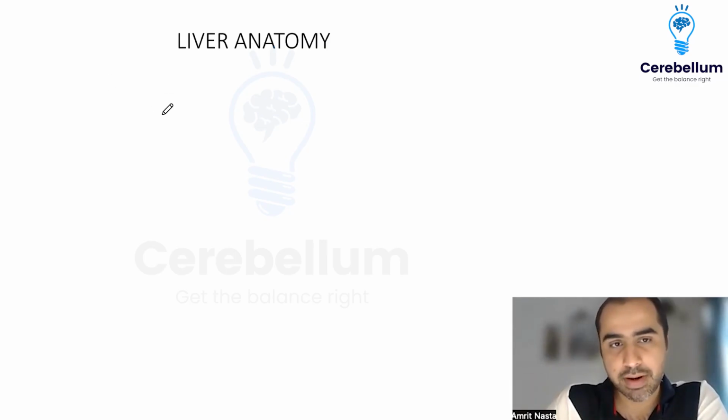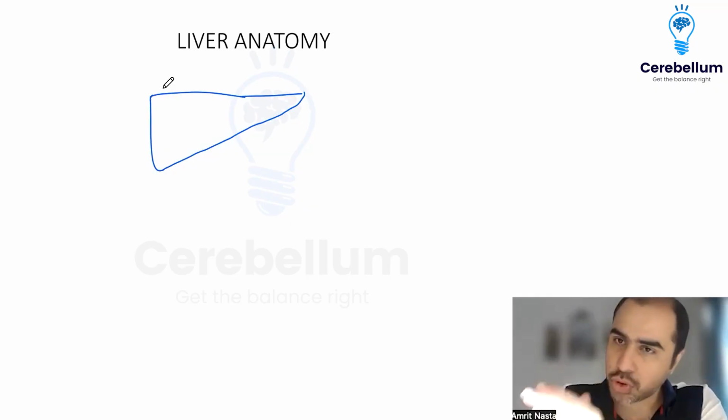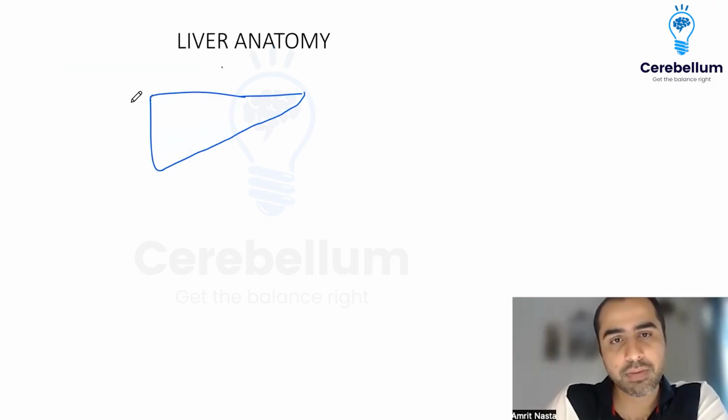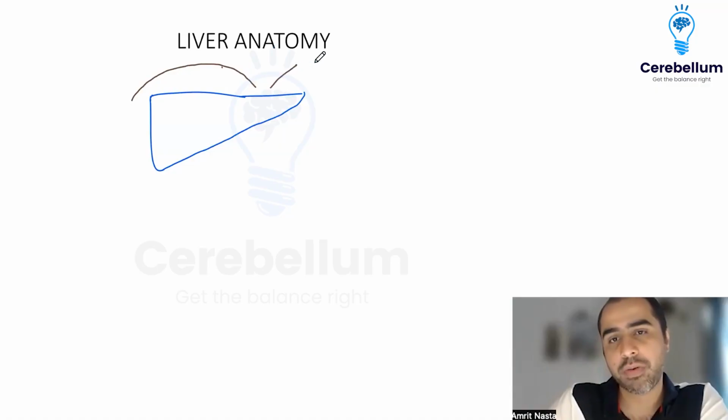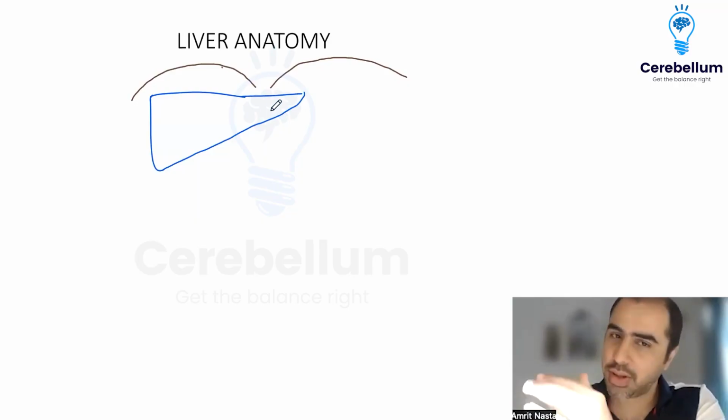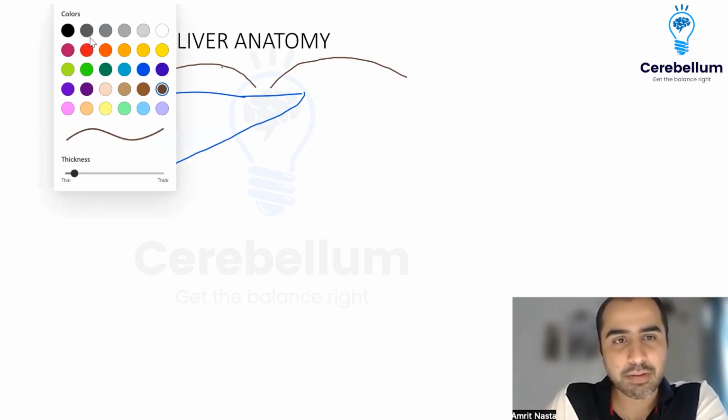If you see where the liver is, it's a very big organ in the abdomen, and most of the liver lies just below the diaphragm. You have a right dome of the diaphragm and a left dome of the diaphragm. Most of the liver lies below the right dome. Most of it. A little part is on the left also.